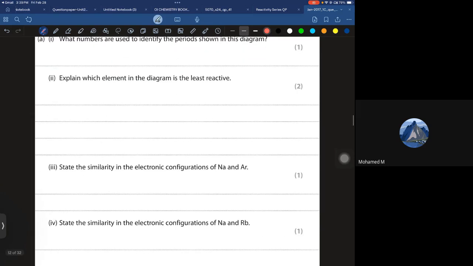State the similarity in the electronic configurations of sodium and argon. They are both in the same period, meaning they have the same number of shells. They are in the third period, so they both have three shells. Sodium has a proton number of 11. So when I would be writing the electronic configuration, I would be writing 2, comma 8, comma 1, as this is 11.